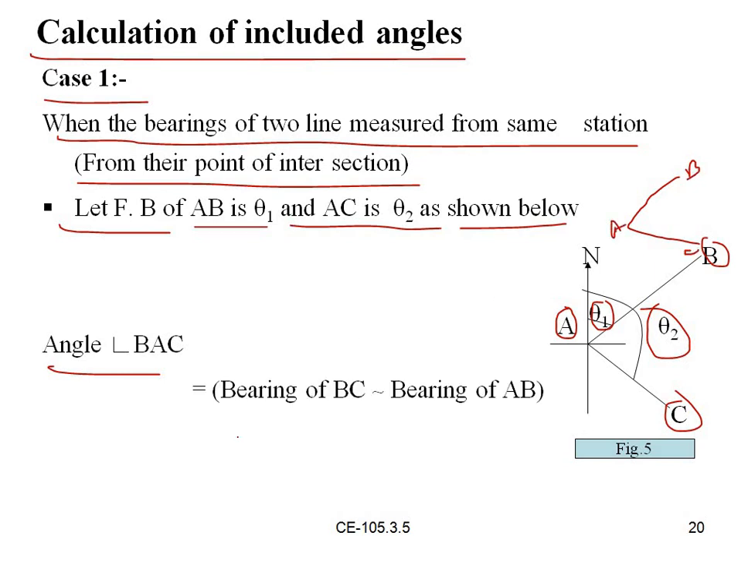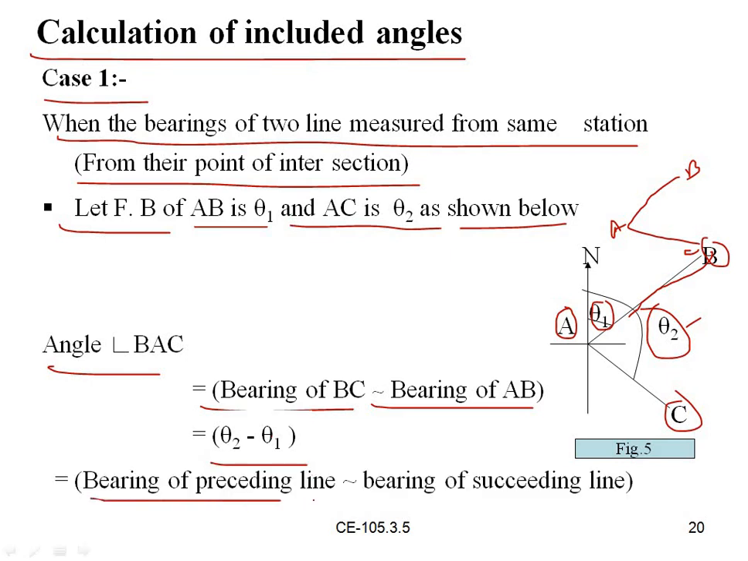Angle BAC is equal to bearing of BC minus bearing of AB. So this is equal to theta 2 minus theta 1. So, bearing of preceding line minus bearing of succeeding line. So we will be coming like this, bearing of preceding line minus bearing of succeeding line.